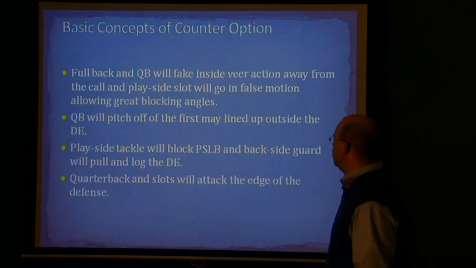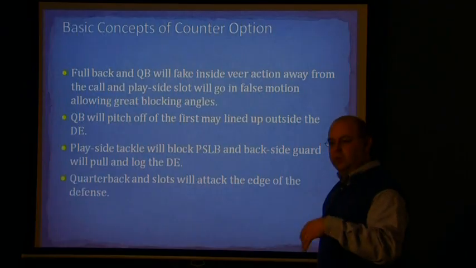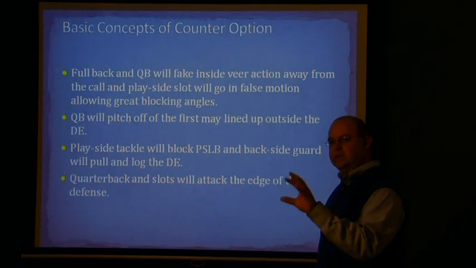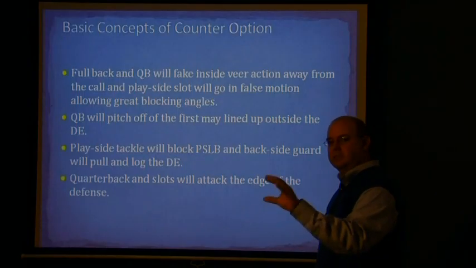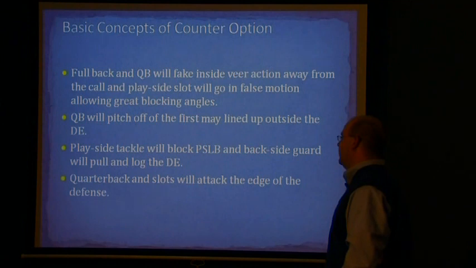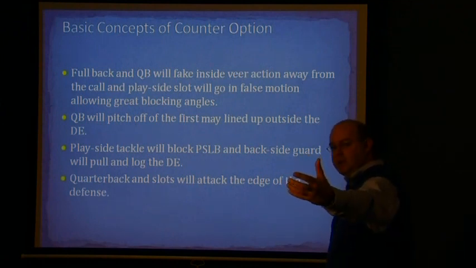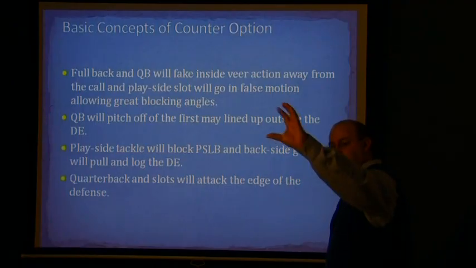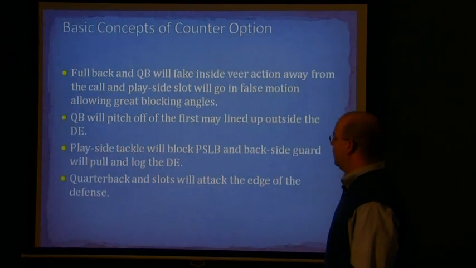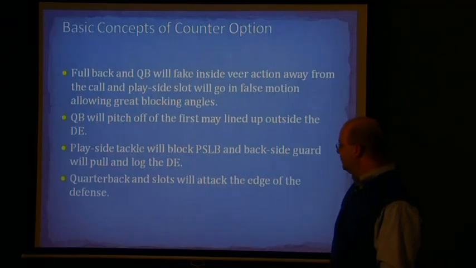The quarterback will pitch off the first man lined up outside the defensive end. So whether we have a tight end in the game or if we run it to the open side, we're always going to try and block the defensive end. So we're always going to try and pitch it off of the next man that shows outside the defensive end. With a tight end in the game, that defensive end may be standing on the line. With no tight end in the game, that guy can be off the ball or he could be anywhere. That's why it's important for the quarterback to recognize where his pitch key is.